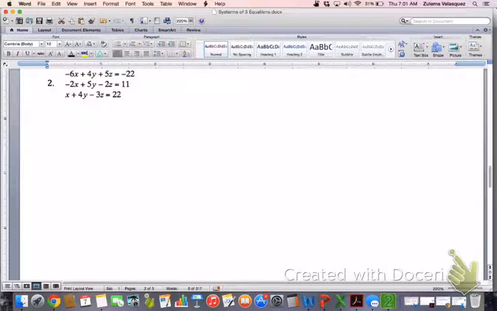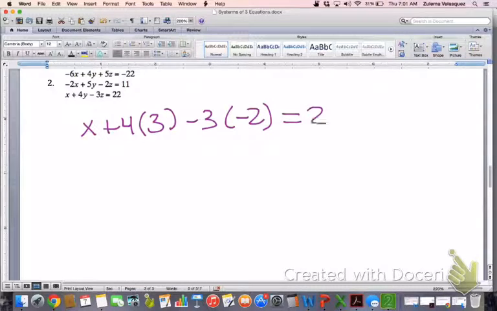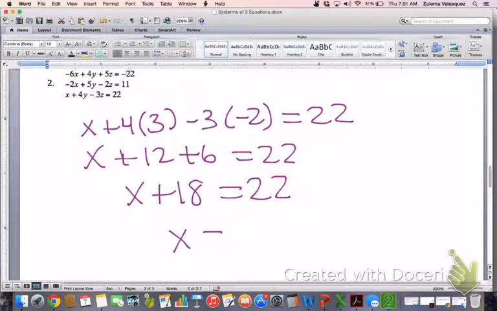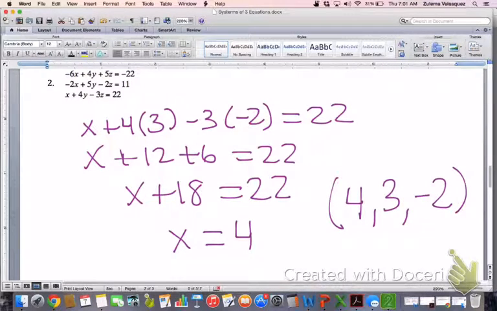All right, so we're going to do x plus 4 times y, which is 3, minus 3 times negative 2 equals 22. x plus 12 plus 6 equals 22. x plus 18 equals 22, which means x is equal to 4. So my final answer is 4 for x, 3 for y, negative 2 for z. And that's pretty much how it works.